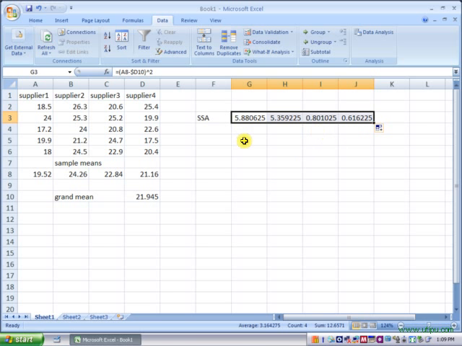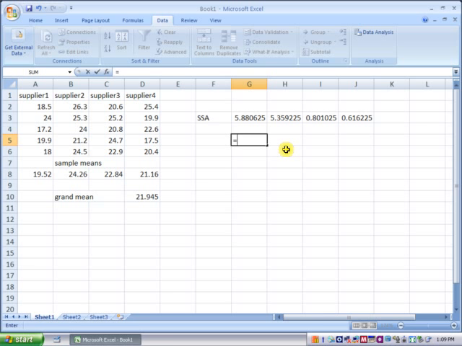Now what we want to do is multiply that result by the n sub j. N sub j means count how many items are in each supplier. You have 5: 1, 2, 3, 4, 5. So n sub j is 5. So we're going to take 5 and multiply it by the sum of these numbers here.